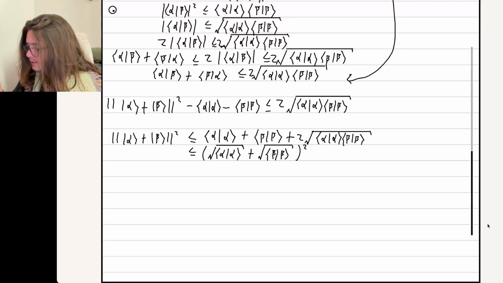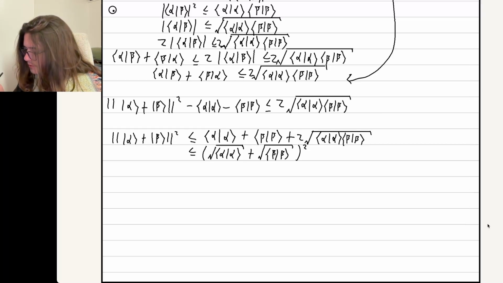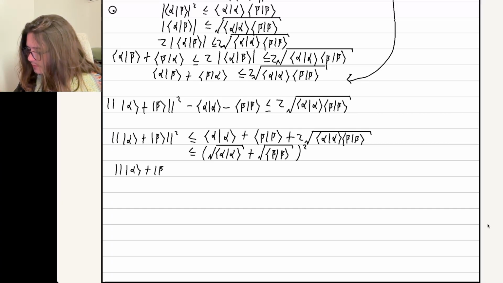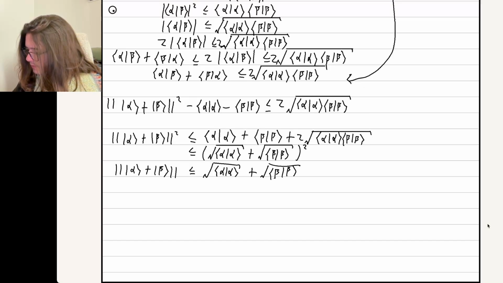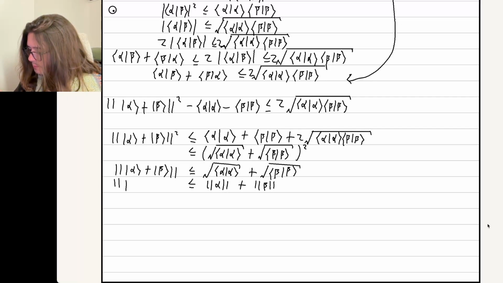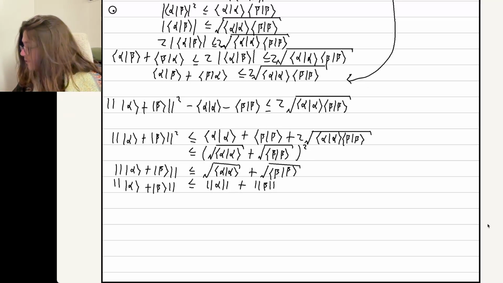So now we can take the square root of both sides of our equation, and we just get that the norm of alpha plus beta is less than or equal to the square root of alpha with itself plus the square root of the inner product of beta with itself. Finally, we know that those are the definitions of the norm of alpha and the norm of beta. So we've gone and proven the triangle inequality through some gymnastics for sure. All right.